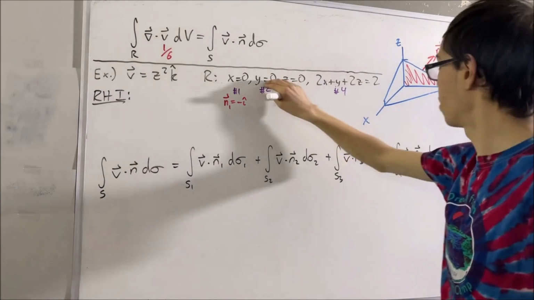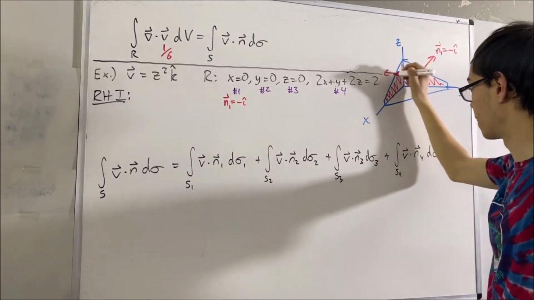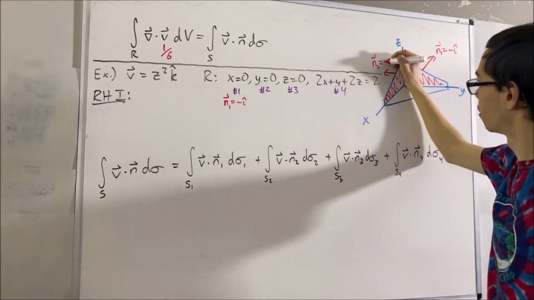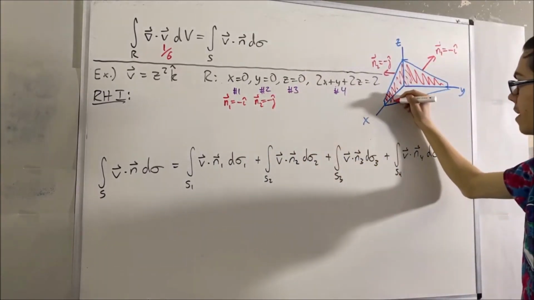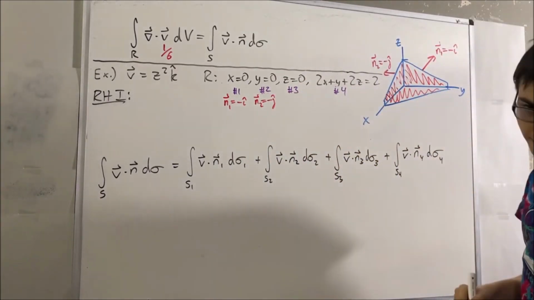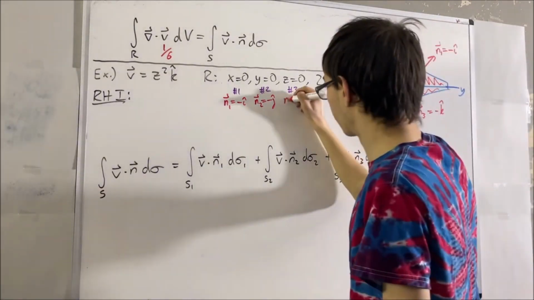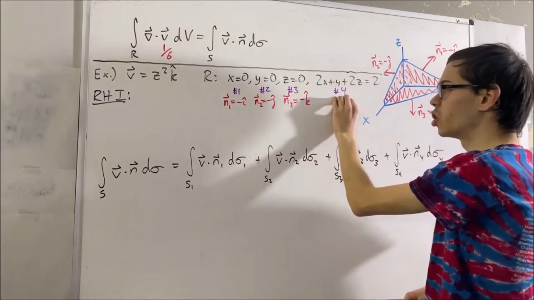Likewise, for y equals 0, that would be this face right here. It would point to the left. It would equal negative j. For surface number 3, that would be z equals 0, right? And that points in the negative k direction. So these ones are pretty easy. But for surface number 4, it's a little bit more complicated.